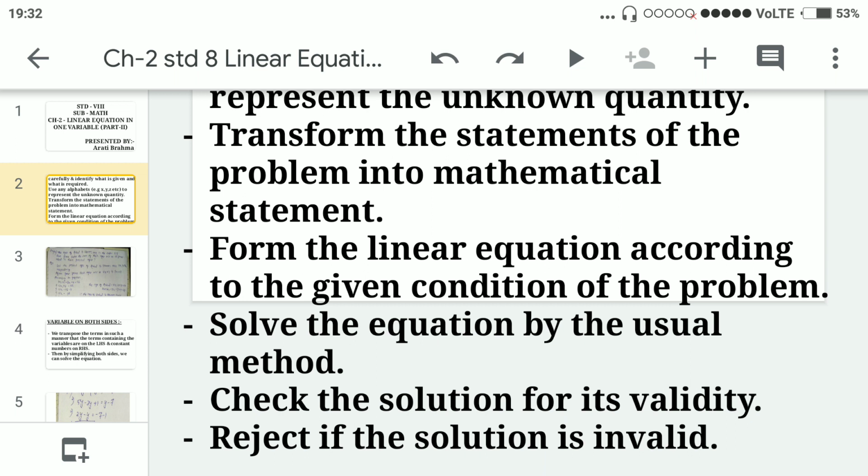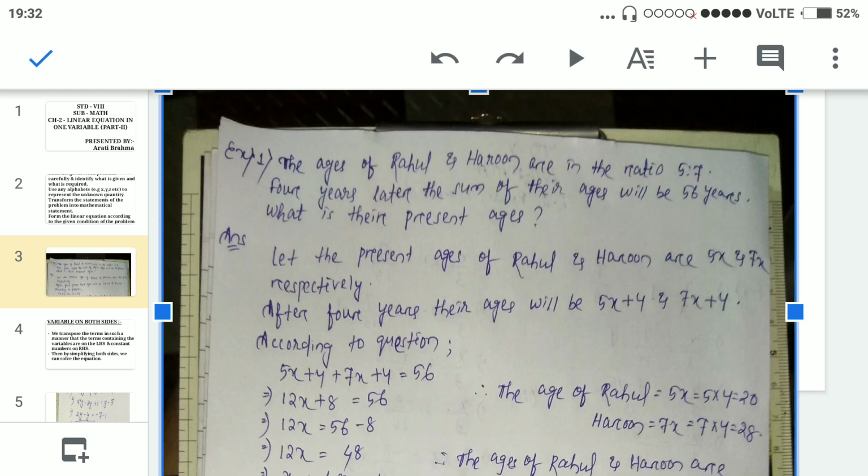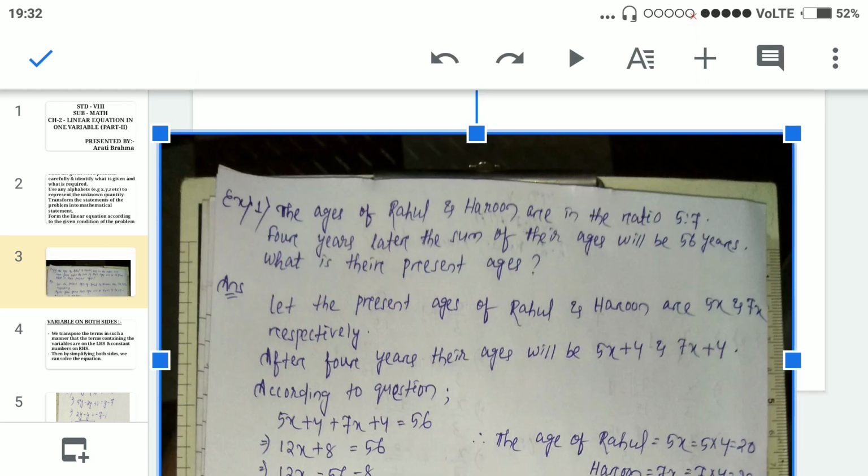Okay, related to this, let's go through one example. I'm taking one example: the ages of Rahul and Harun are in the ratio 5:7. Four years later, the sum of their ages will be 56 years. What are their present ages? The ratio of their ages is given to you, that is 5:7. So you can take the present ages of Rahul and Harun as 5x and 7x.